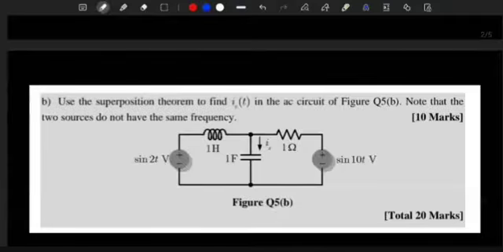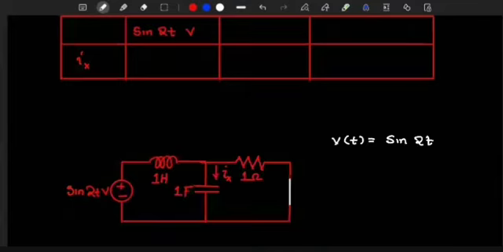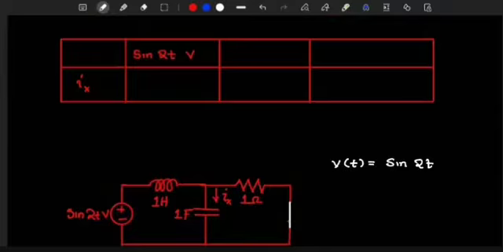So this is what we're doing. We're trying to use superposition to find the IT. The first thing that we did was to draw a table. We're going to leave only sine 2t on. So to do that, we redrew the circuit, switched off the sine 10t, and left only the sine 2t.